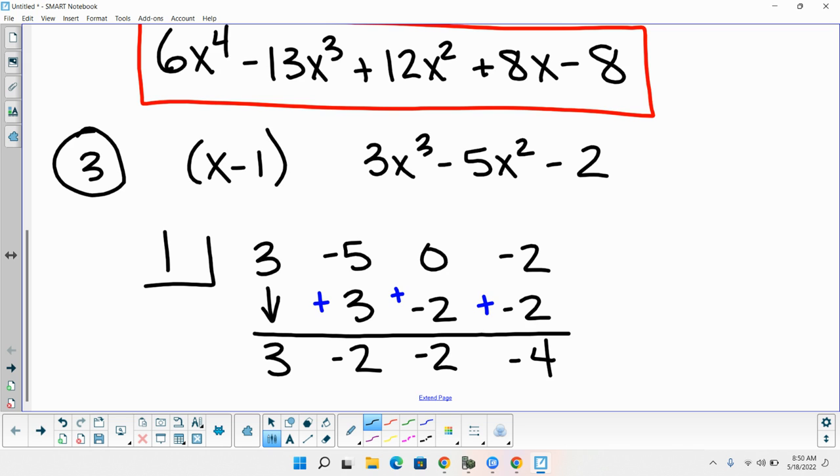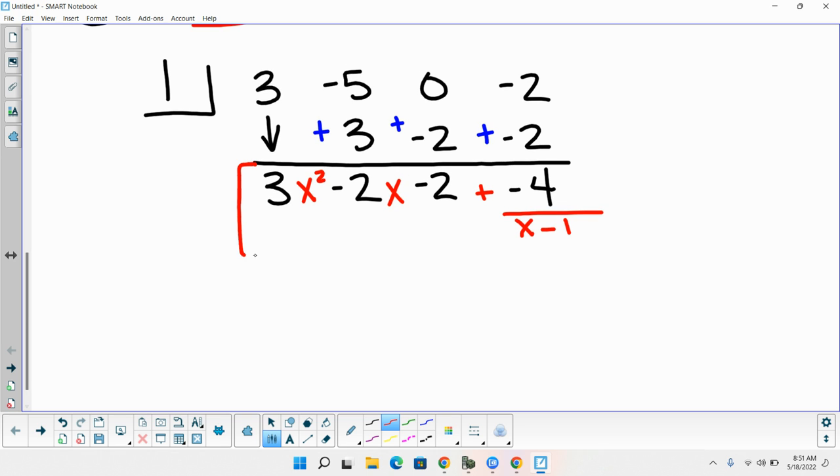So now how do I write my answer? Remember, my original problem was 3x cubed, so my answer is 1 less for that first term, so it's 3x squared. Okay? So this is 3x squared minus 2x minus 2, and I always just put plus, and then whatever my remainder is, I put over what we were dividing by. So that's our answer.